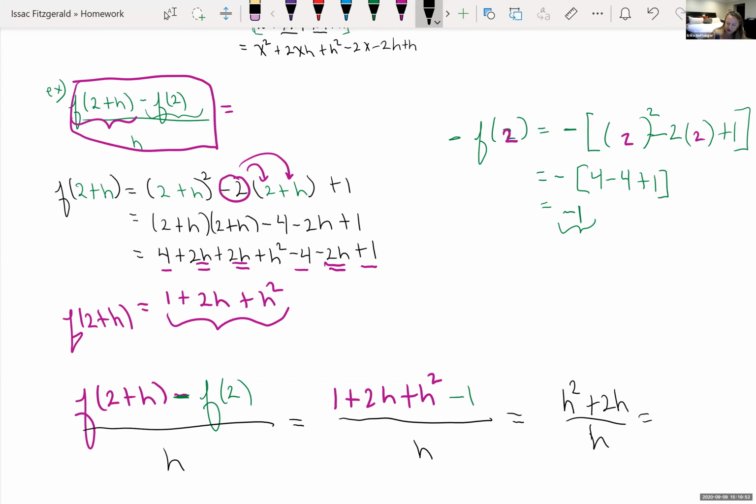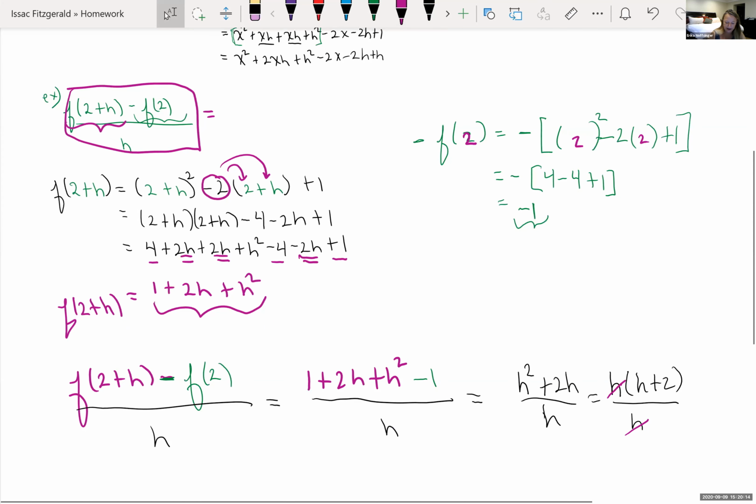Notice we can factor out an h from both of the terms in our numerator. So if we pull out an h there, we're left with h plus 2 all over h. And since this is multiplication, I can simplify because we have like factors of h in the numerator and denominator. And so this is just left with h plus 2.